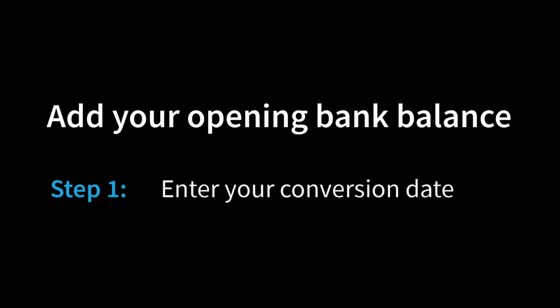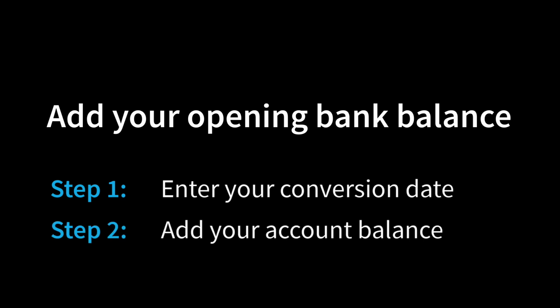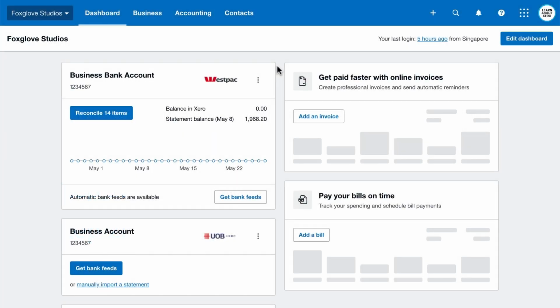Get started with the correct figures in Xero by adding an opening balance for your business bank account. It's a quick two-step process. Enter the date you'll start adding transactions in Xero, known as your conversion date, then add your account balance. Before you start, grab your bank statement so you enter the correct balance.